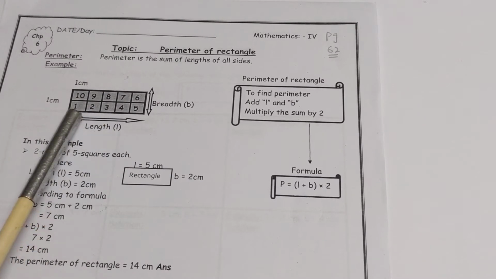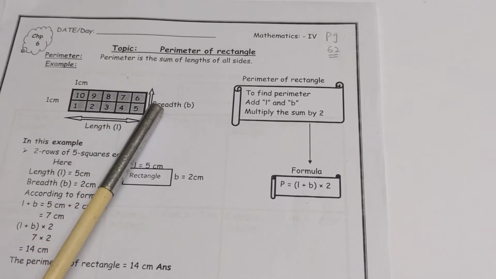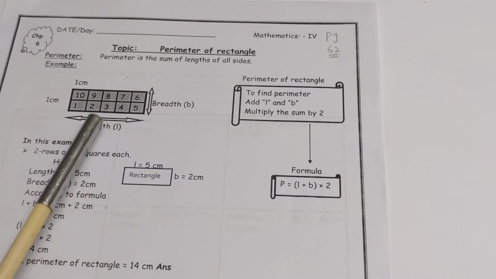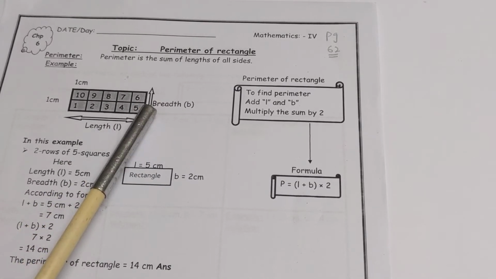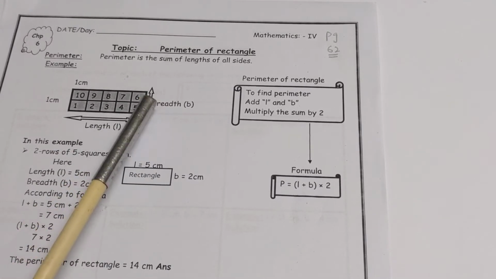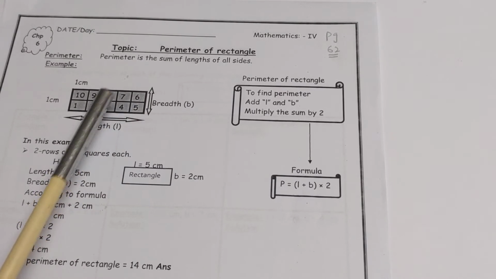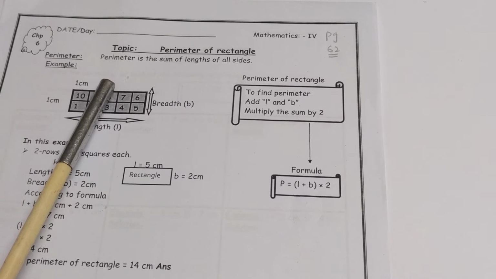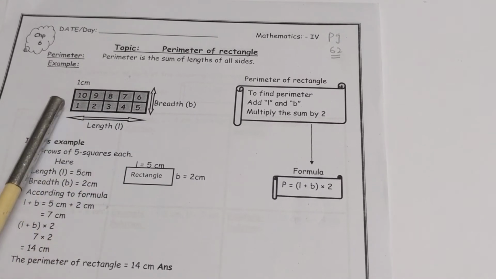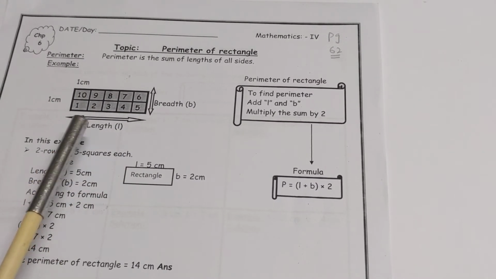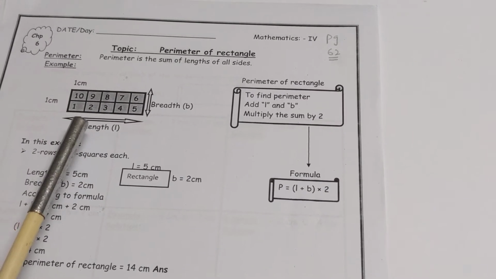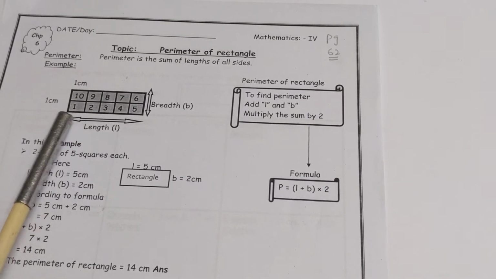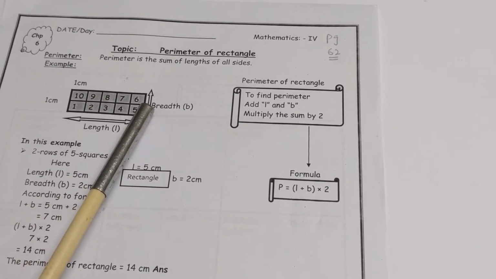This side is called length. This side is called breadth. Length is always greater than the breadth. Opposite sides are equal in length. Length will be equal to the other side of the length and breadth will be equal to the other breadth. So opposite sides of the rectangle are equal in length. This side is called length and this side is called breadth.